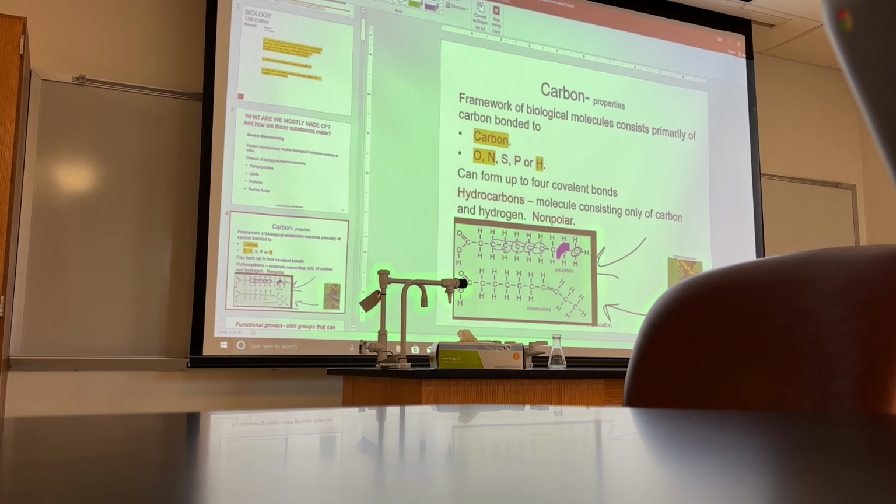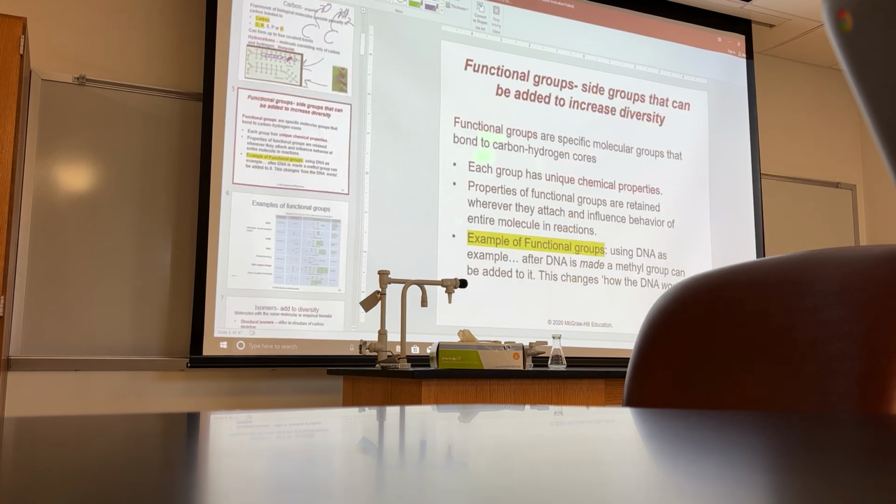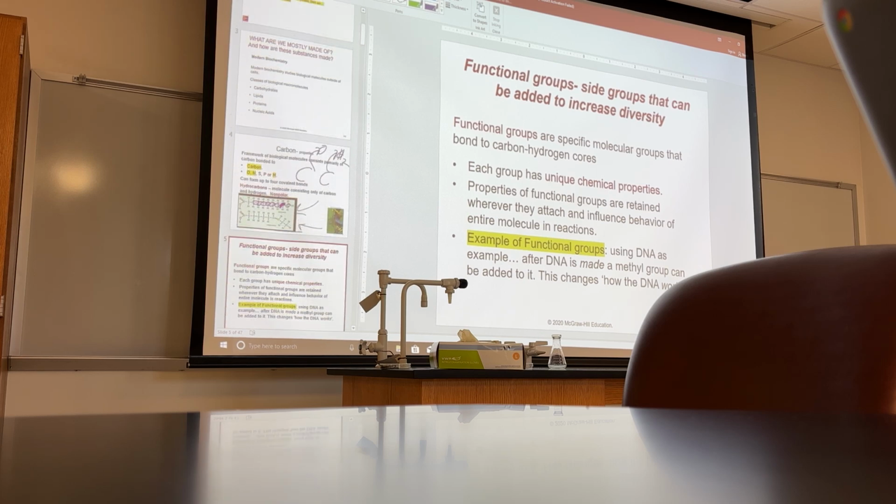If I link all of these, in order to link one carbon to the next carbon, somebody's going to give up an oxygen and somebody's going to give up 2 hydrogens. H2O. Are you with me? Yes? So I'll show you how that works. That's very important.